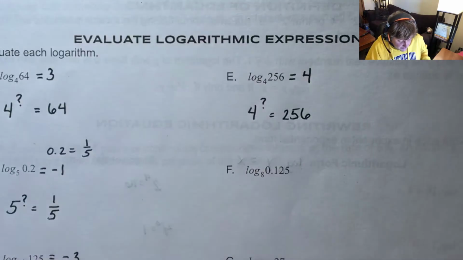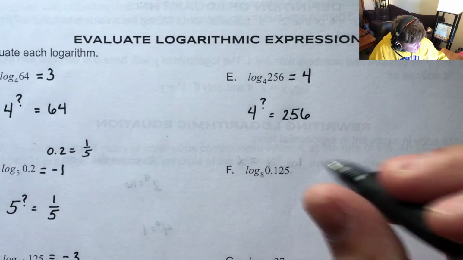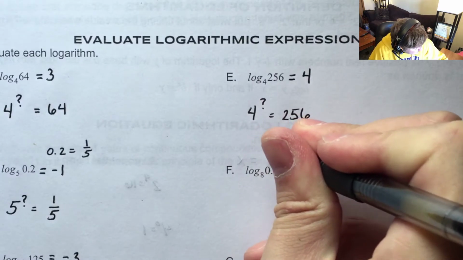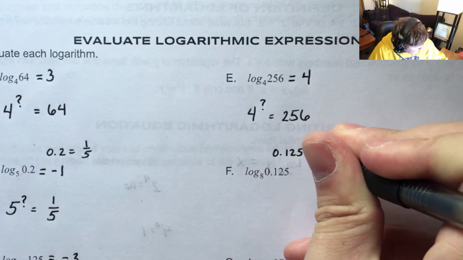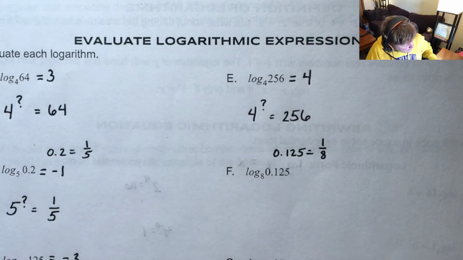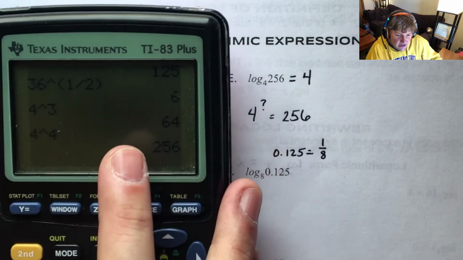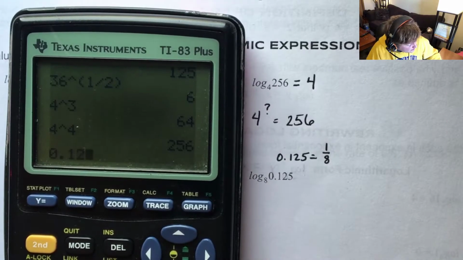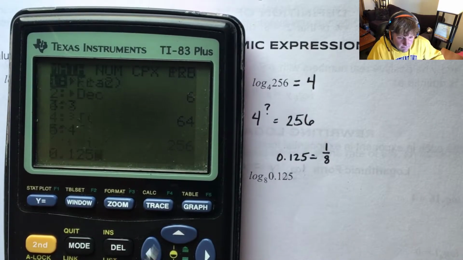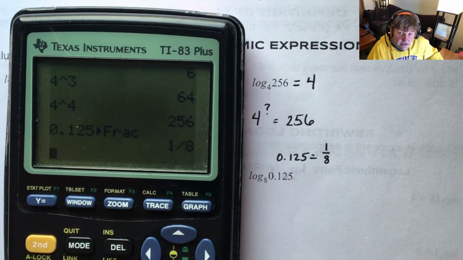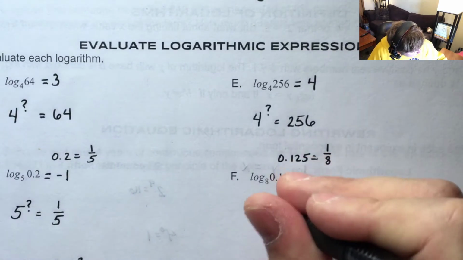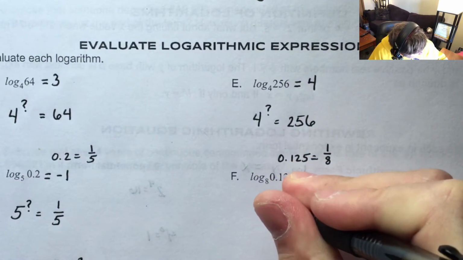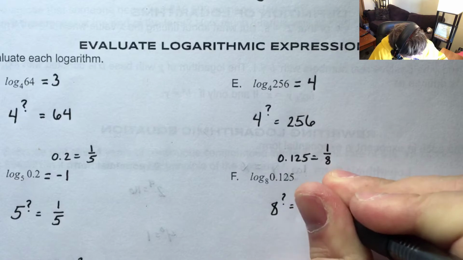Okay, next one, 0.125. Now this is a decimal. It might be helpful to know that 0.125 is the same as 1/8. Now, let's say you did not know that. I've shown you this before. You can take any fraction, hit math, frac, and it will tell you what fraction equivalency it is equal to. All right, so we know that we're trying to figure out base of 8 to what power is going to be equal to 1/8.